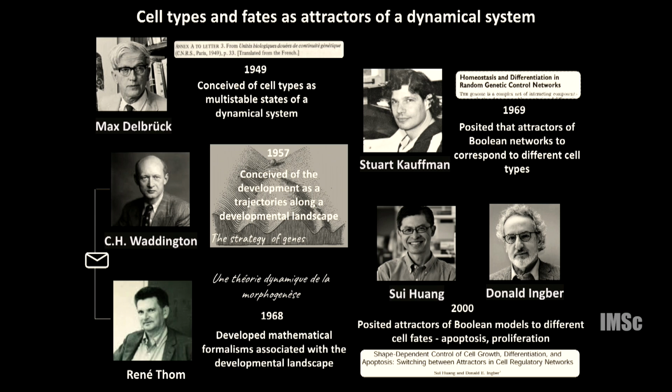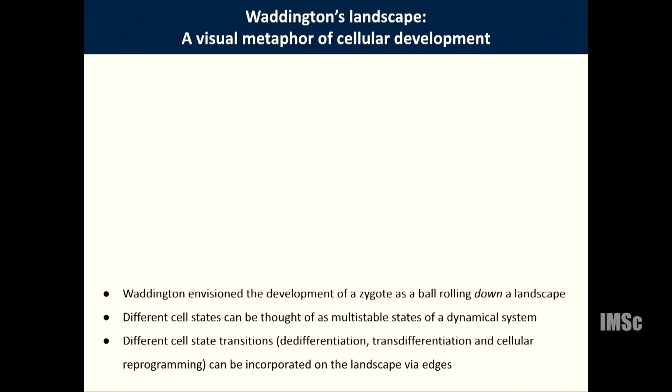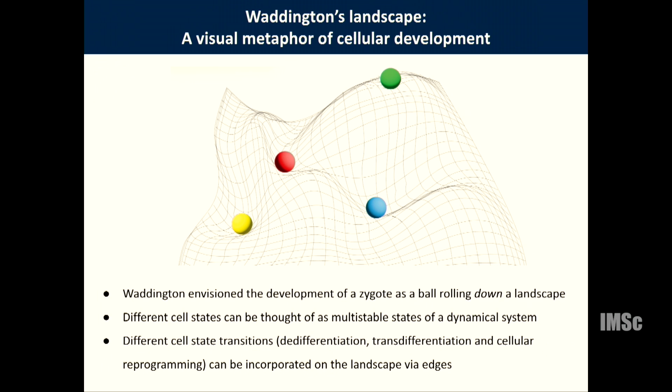And this was very important because subsequent to that, there has been a lot of interest in using Boolean modeling, for example, studying cell state transitions, Boolean models of cancer, and so on. So essentially, we want to capture the metaphor of the Waddington landscape in our modeling framework. Basically, what Waddington envisioned is the development of a zygote as kind of a ball rolling down a landscape. The less differentiated states are at higher altitudes, more differentiated states are at lower altitudes. One needs to remember that Waddington only thought of differentiation, but subsequent to the work of Gurdon and Yamanaka, we need to think of also de-differentiation, trans-differentiation, and cellular reprogramming in this picture.